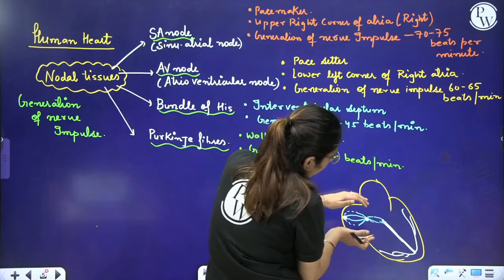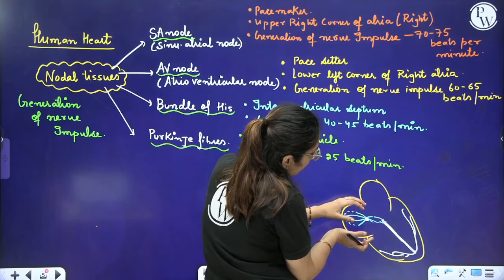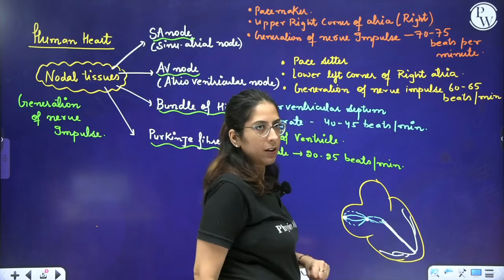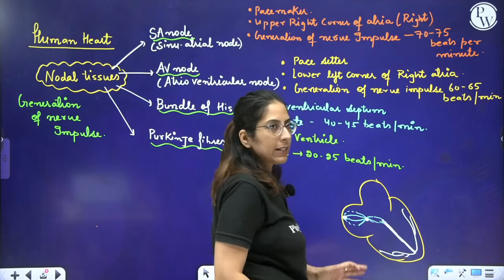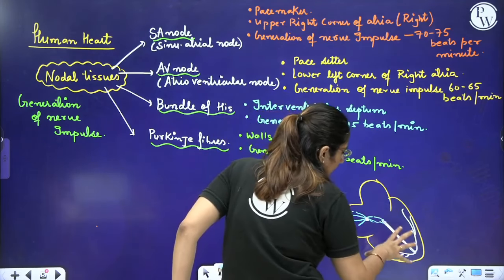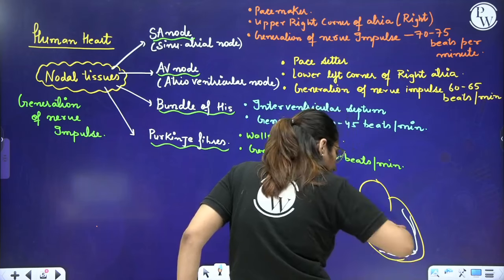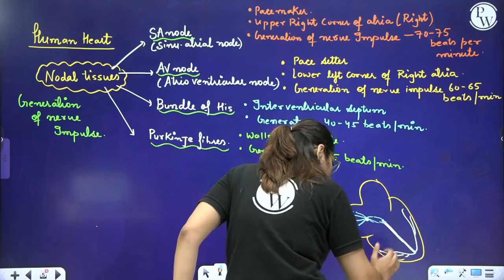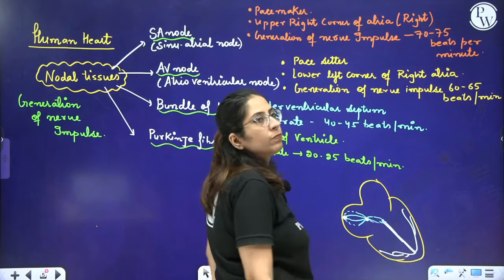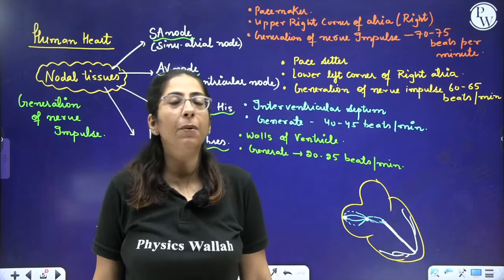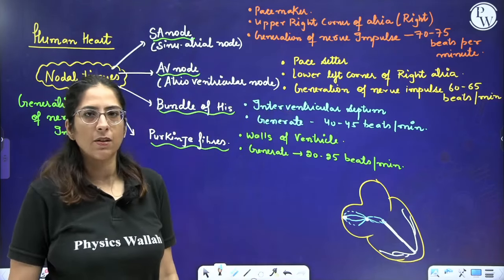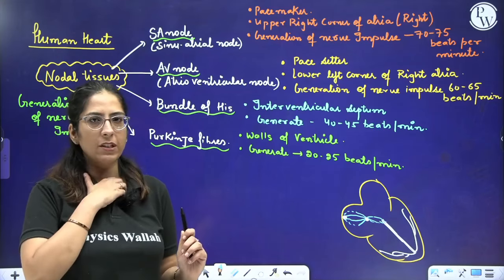Because the atria will contract, then only the blood will enter into the ventricle. I'll tell you, 70% passive filling is there. We'll be talking about that. So whenever the atria contract, the blood will come inside the ventricle. Whenever the ventricle contracts, the blood will enter into the pulmonary artery. From the pulmonary artery, it will reach up to the lungs. So this is the overall circulation. This we have discussed in the previous session.